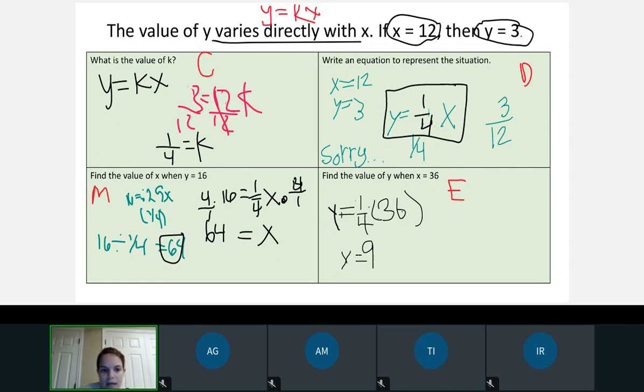Okay. And then Evelyn, we wanted to find y, so she left y the same over here on the left, equals 1/4 times x. But instead of x, she put in 36. So 1/4 times 36 is 9. Yay! Okay.